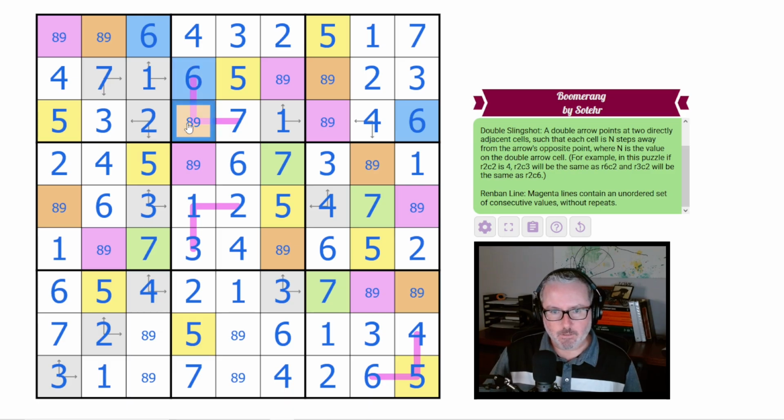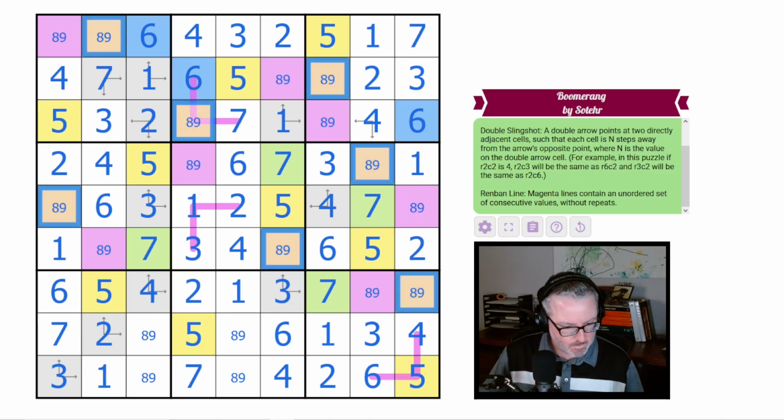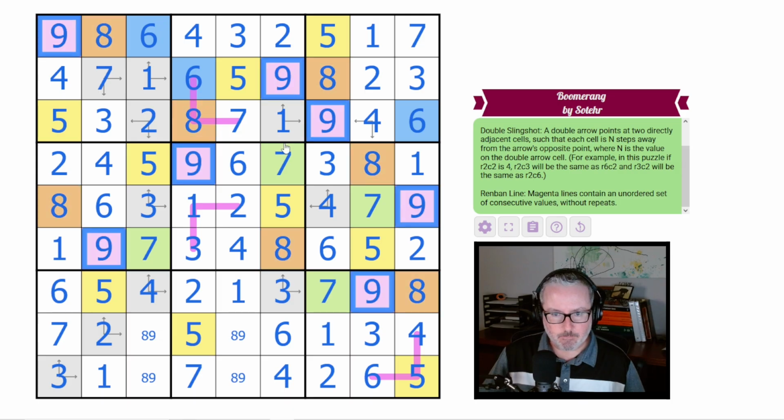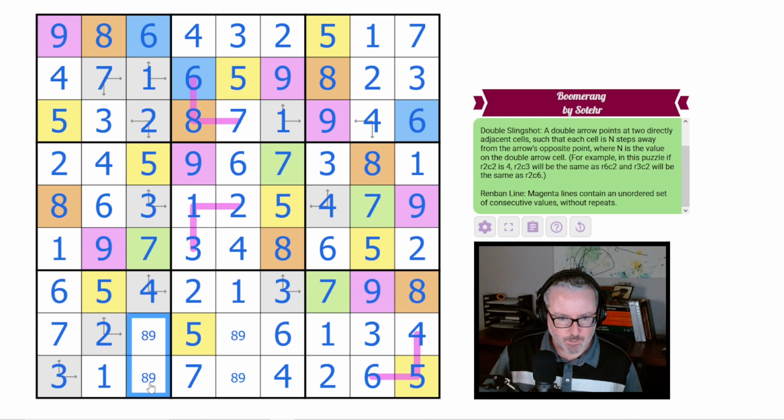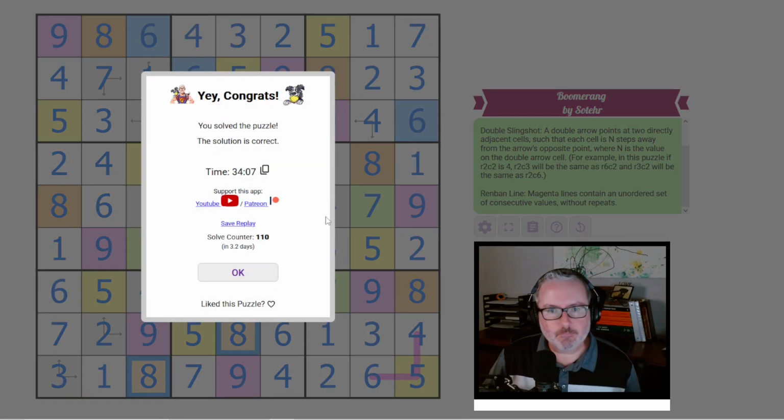Here we go. Orange is 8. Purple is 9. Then we have to find something that points to one of these guys. This guy. This is the 9 because it points up to here. Let's color these guys in real quick before we hit the last bits. 9, and these are both 8s. There we go. Solve the puzzle.